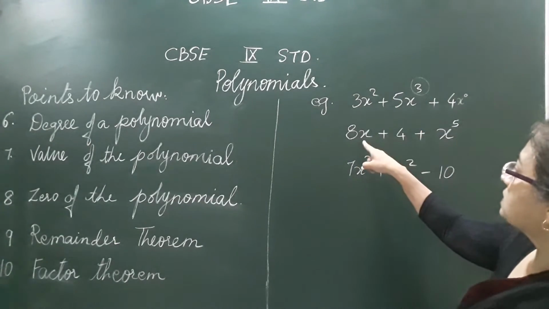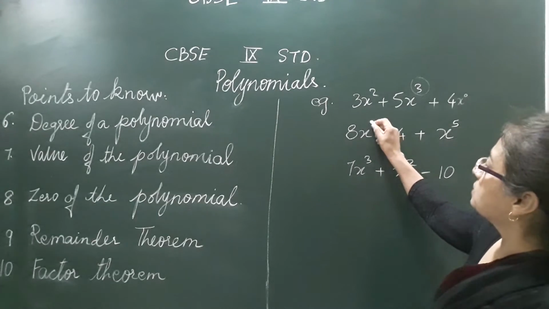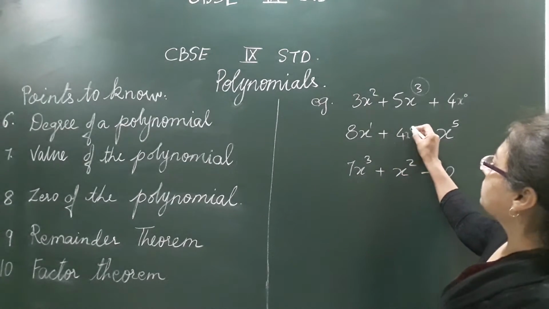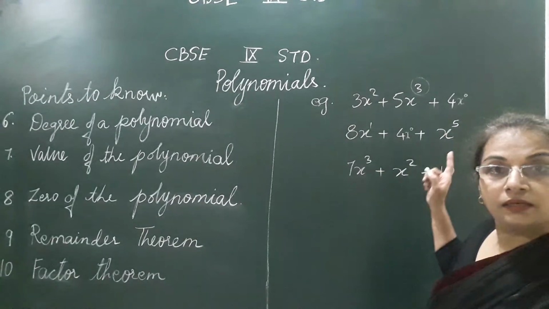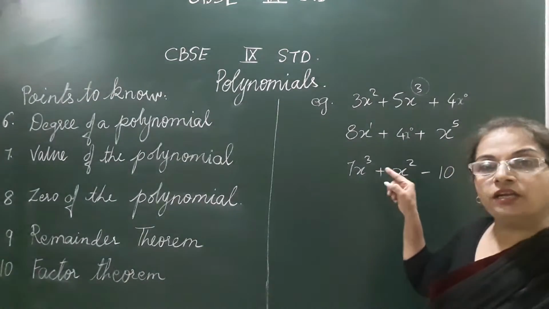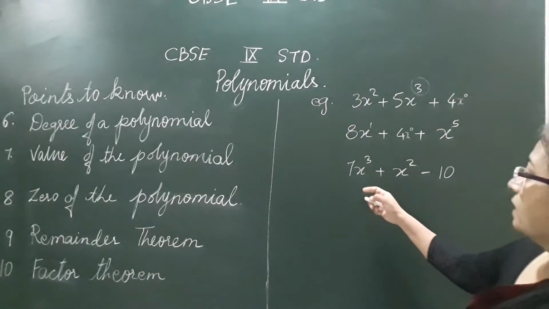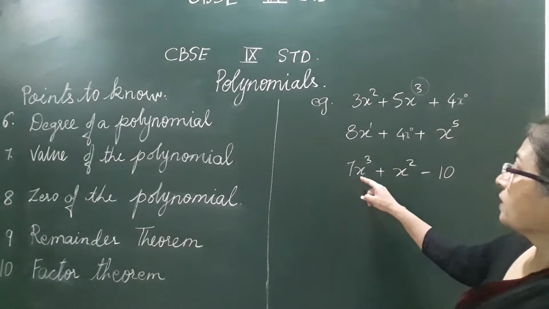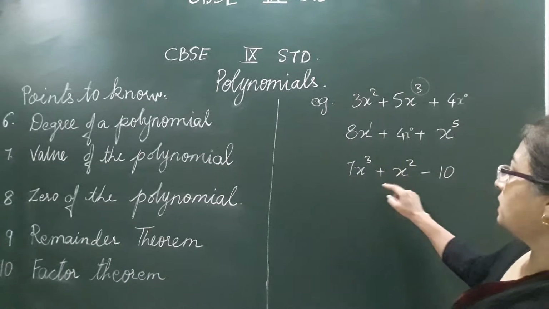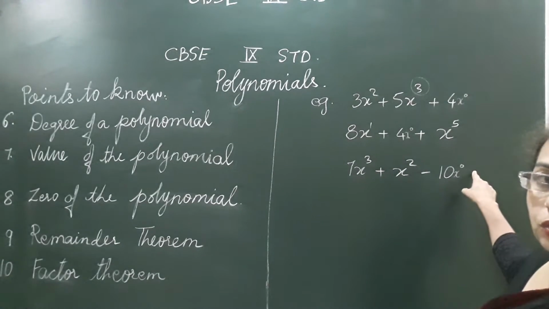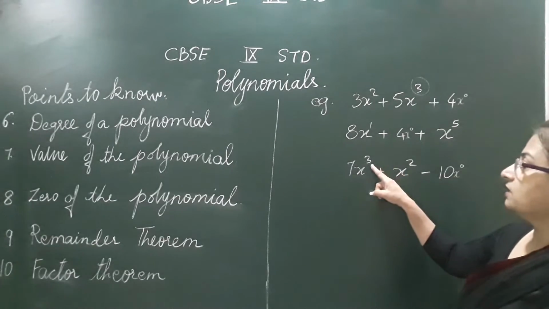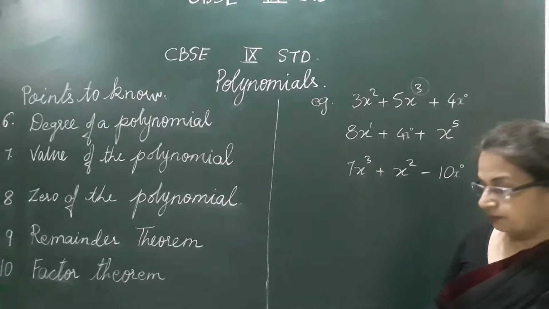Similarly, if you see this, here the degree of x is 1, here it is x raised to 0, and here it is x raised to 5. So the highest index over here is 5, so the degree of this polynomial is 5. Come to the third polynomial over here. The degree of x is 3, the degree of x is 2, and if I express this as x raised to 0, the highest index is 3, so the degree of this polynomial is 3.